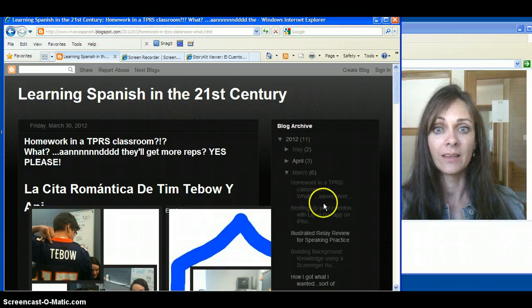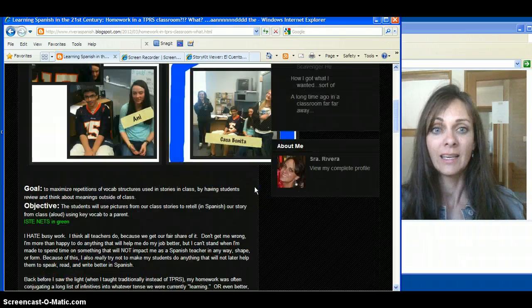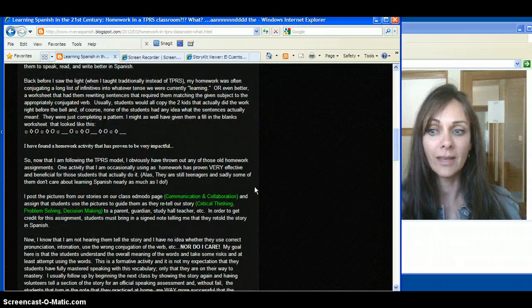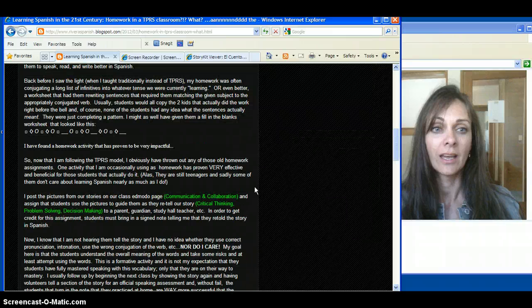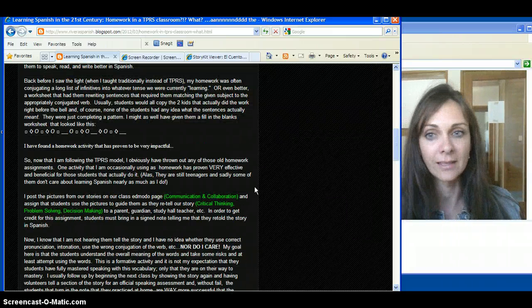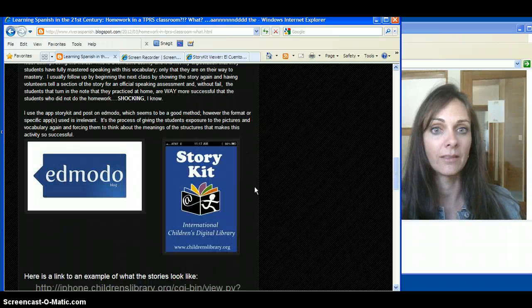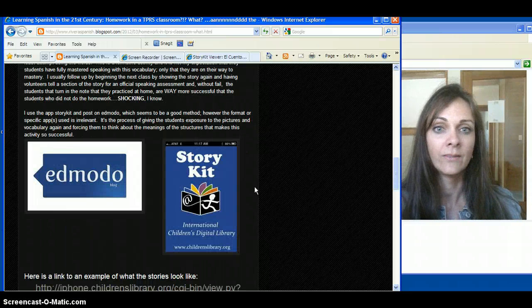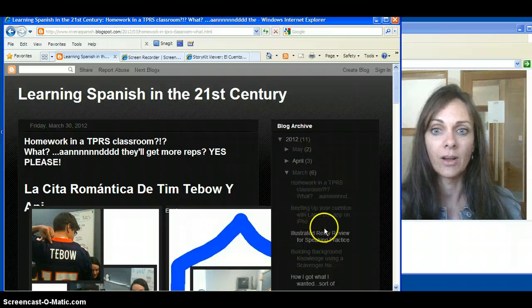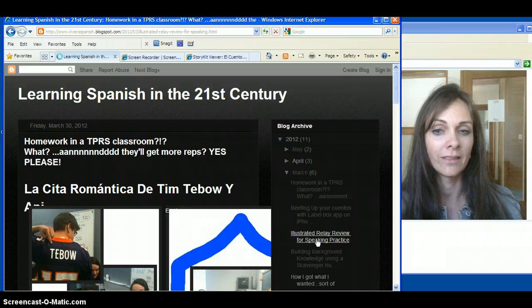So the blog is located at www.riveraspanish.blogspot.com, and on this blog you can see there are myriad activities, pictures. I've linked many of the lesson plans to the ISTE NETS that they address. I show the app that I used for each activity. And also in here, here's another awesome thing we did with the iPads.